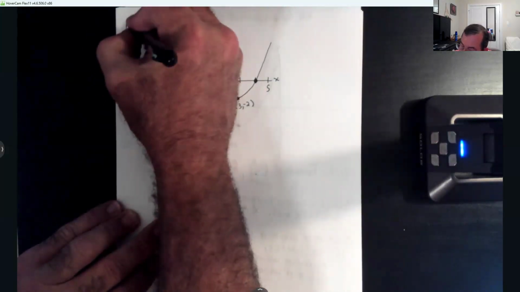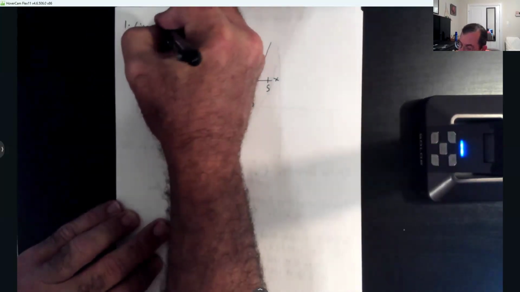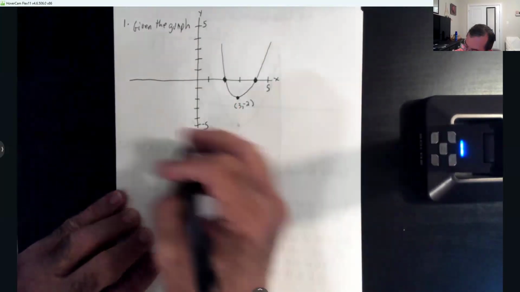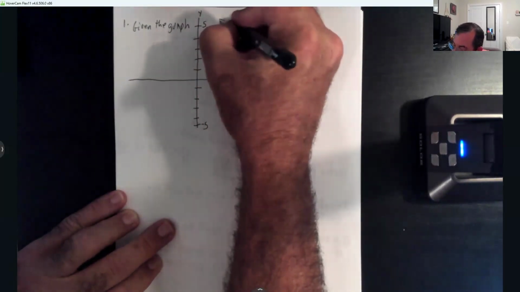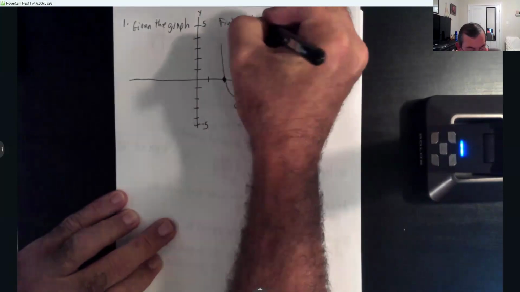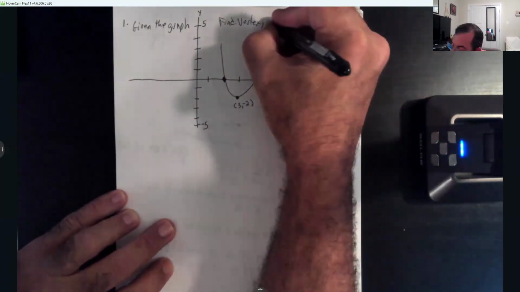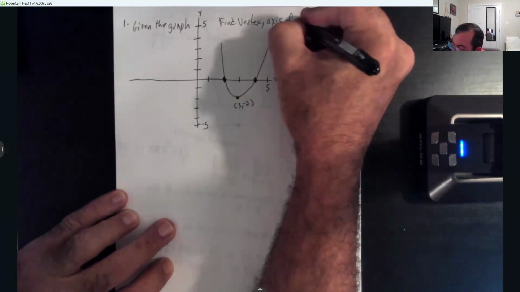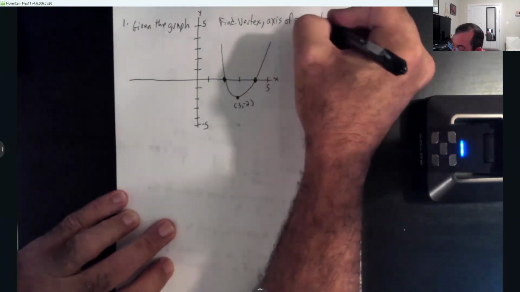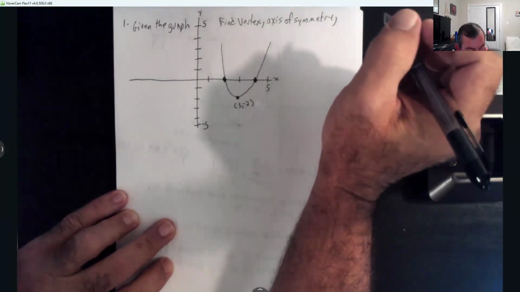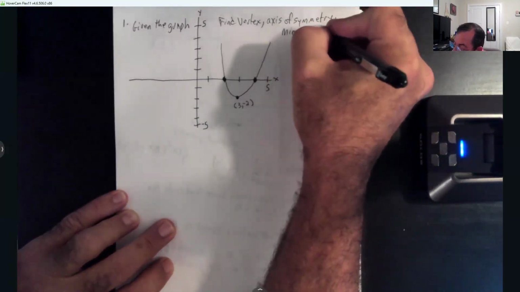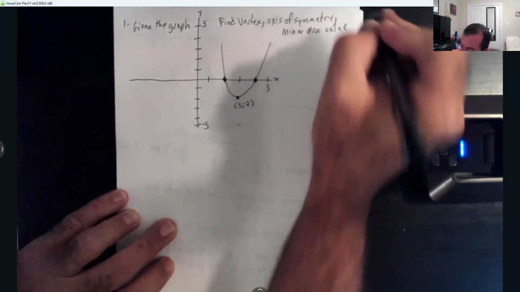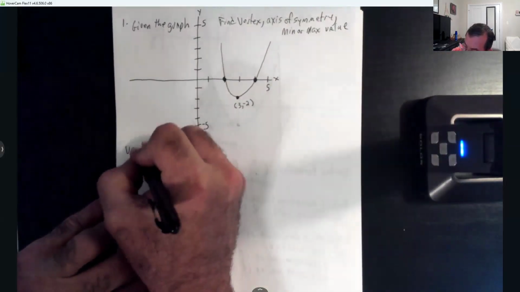So given the graph, first thing they want to know is the vertex. So they want me to find the vertex, axis of symmetry, and the min or max value. So y'all, let's start with our vertex.